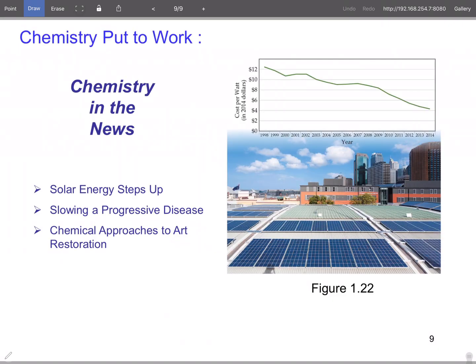Okay, and again, we have one of these little sections, chemistry put to work: solar energy, progressive disease approaches, and then art restoration. This basically has 3 different little sections in it. It's kind of interesting, and you may want to read through it just so that you see how chemistry can relate to everyday life.